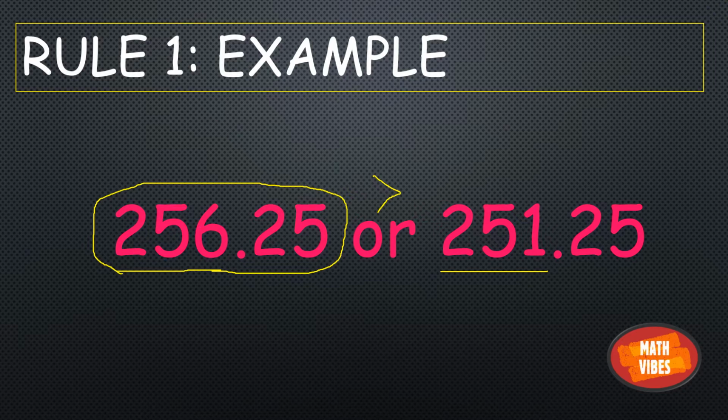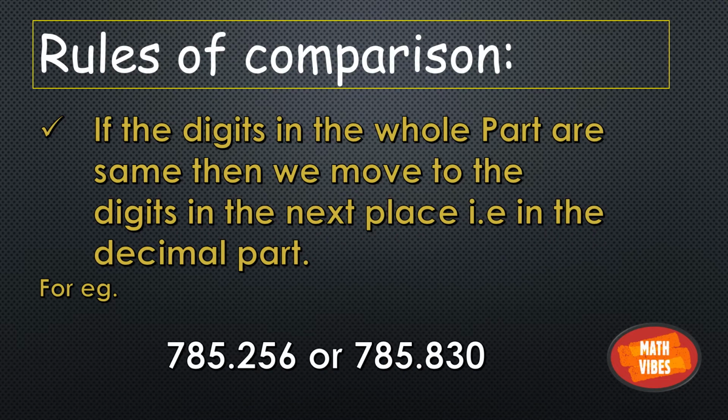All right, so let's look at rule 2 now. Rule 2 says that if the digits in the whole part are the same. Sometimes this may also happen, or we may come across such questions in which the whole part is the same. Then what will we do? How can we find out which is bigger and which is smaller?